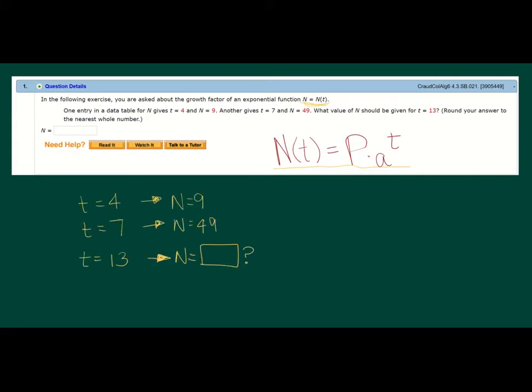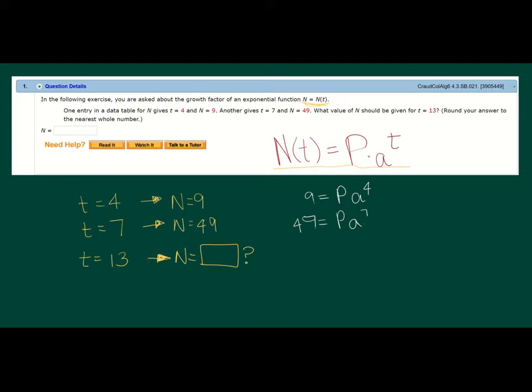The problem gives us a list of pairs of data. It tells us when t is 4, N equals 9. When t is 7, N equals 49. And our goal here is to somehow use that information and an exponential function N to determine when t is 13, what is the value of N.